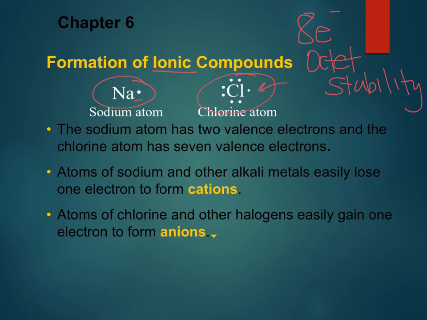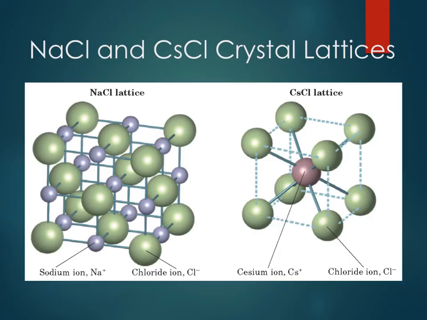So the sodium atom has, I'm sorry, this is not two. This should be one valence electron. And the chlorine atom has seven valence electrons. Those are the electrons in the outer shell. The atom of sodium and other alkali metals will lose an electron to form a cation. Remember, cations are positive. And chlorine and the other halogens will gain electrons and form an anion.